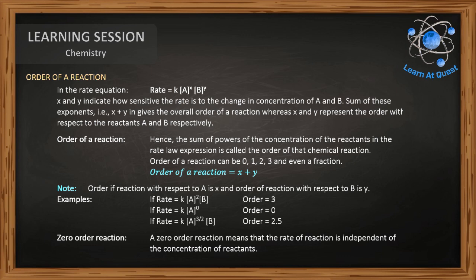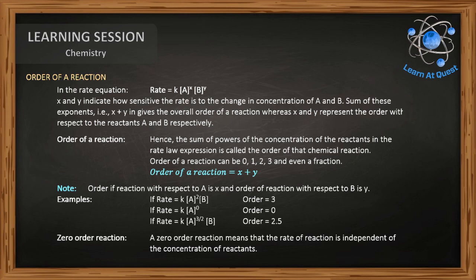In the first example, the rate is K multiplied by concentration of A whole square multiplied by B. Here, the exponents are 2 and 1. That is, the exponents of the concentration terms are 2 and 1. We know that order is the sum of the powers of concentration of the reactants in the rate law expression. So hence, the order will be 2 plus 1 in the first case, which is equal to 3.